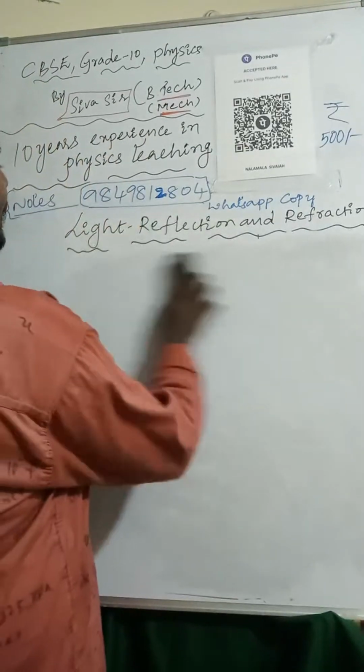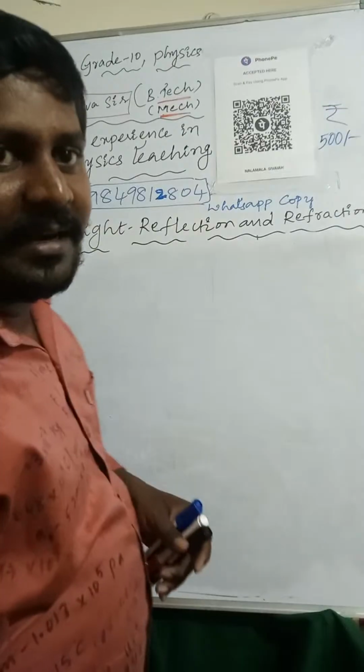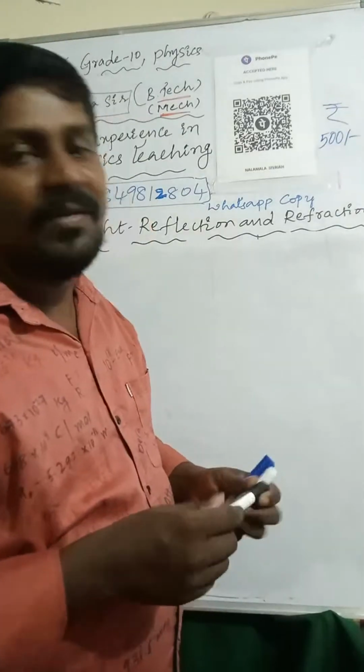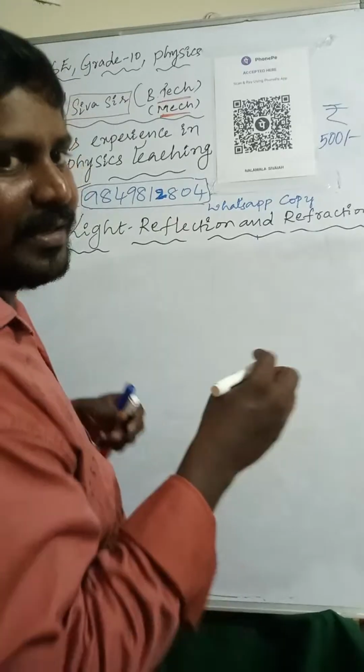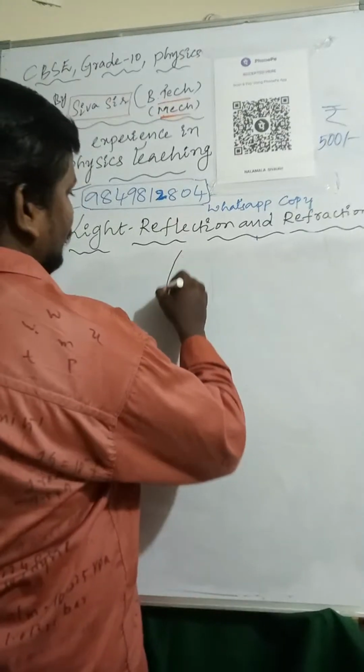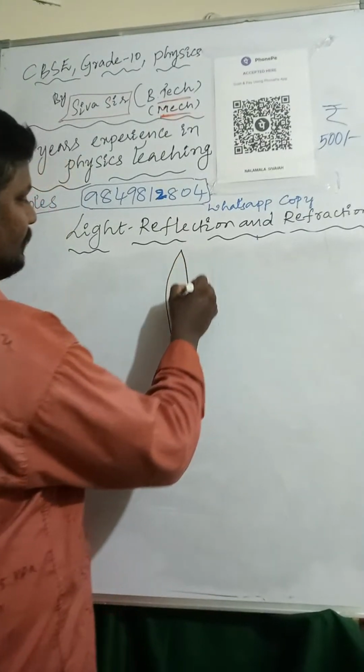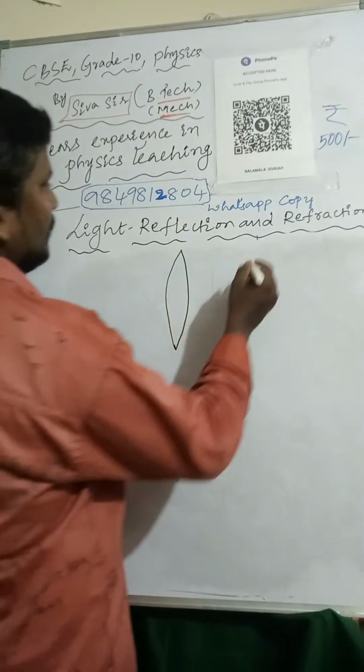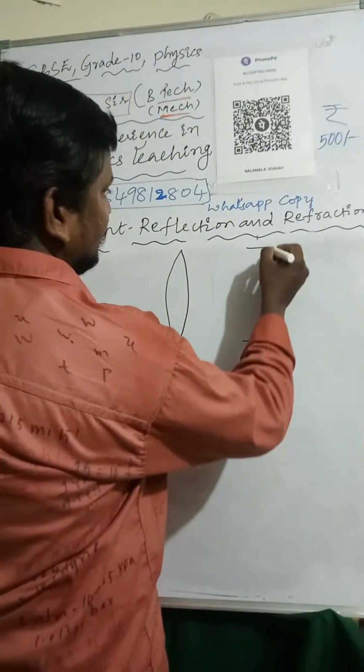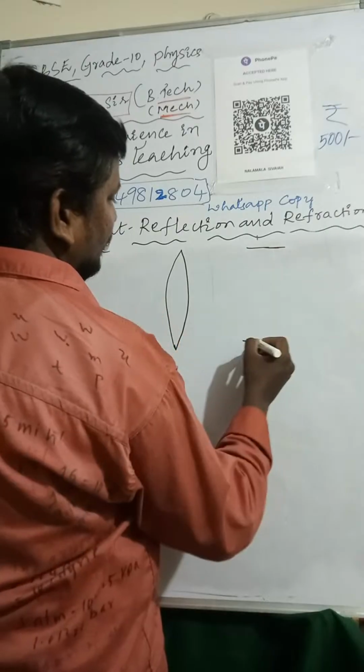So refraction through lenses, spherical lenses. There are two types of lenses: convex lens and concave lens. I'm taking the convex here. This is a convex lens, and this is a concave lens.